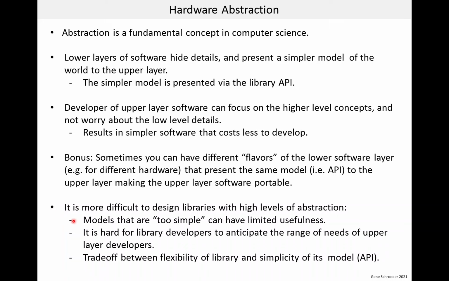First of all, you can have models that are too simple and they will have limited usefulness. People who are going to develop the upper layer will look at that API and just say, no way. Now, to be fair, it is hard for library developers to anticipate the range of needs of the upper layer developers. I've worked on systems and APIs where I thought it was great, and then the first time someone tries to use it, they run into some shortcoming. And it's because I never imagined they would use the API in a particular way.